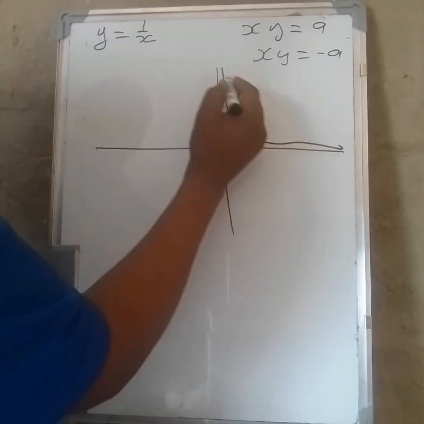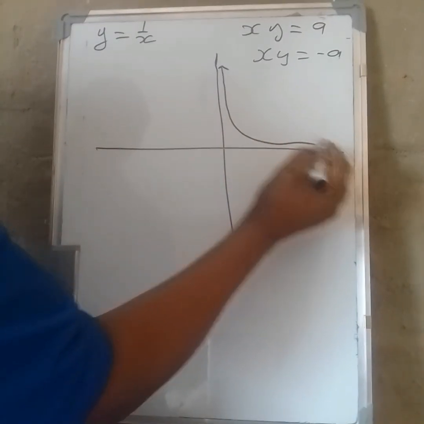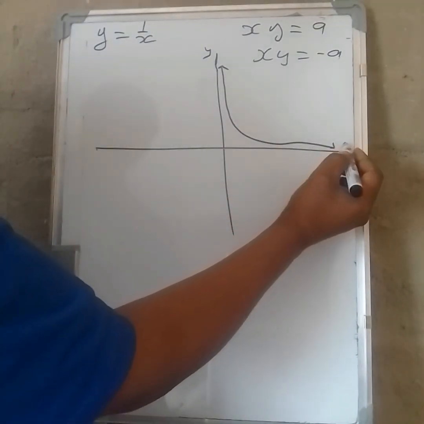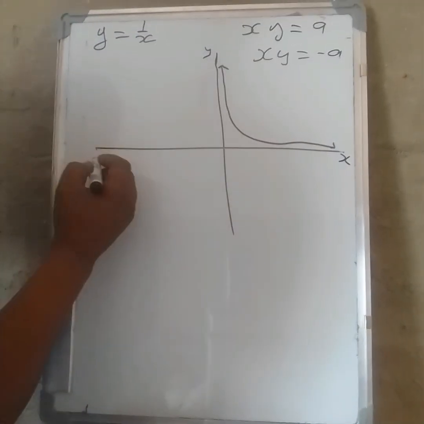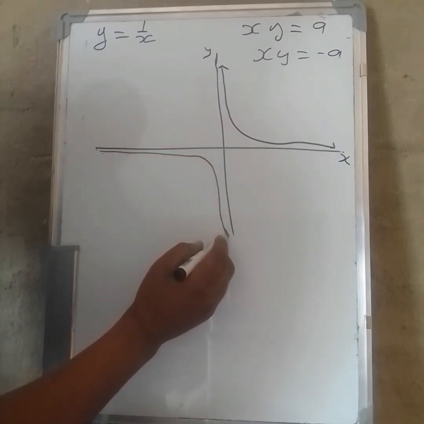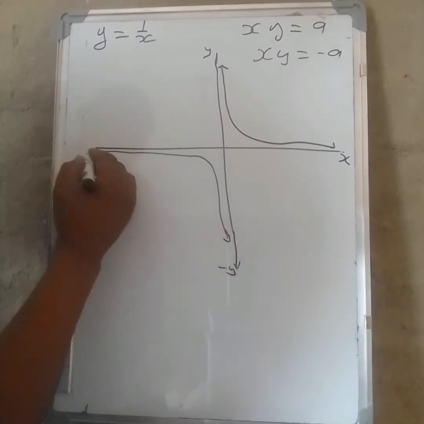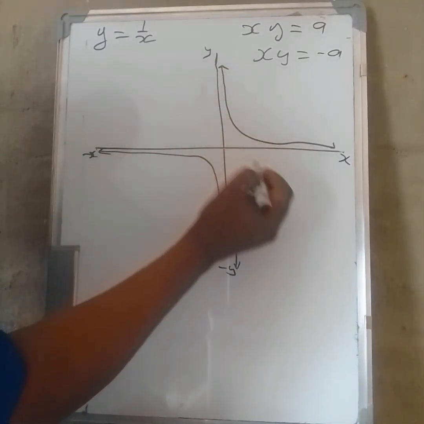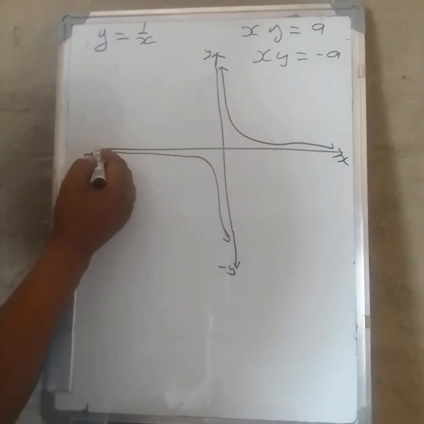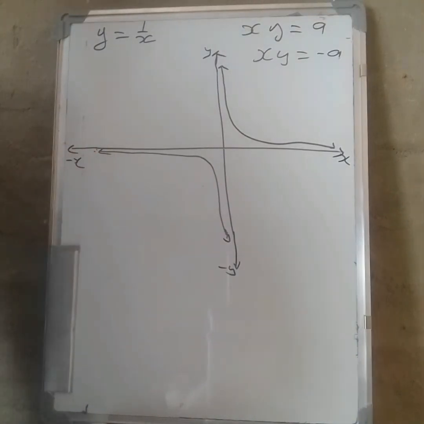please remember, this graph is not going to touch the y-axis as well as the x-axis. It can get closer, but it will never touch it. This is negative y, negative x, right here. There we go, we sorted it.